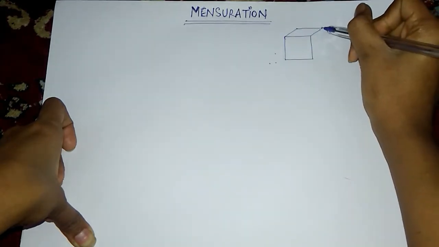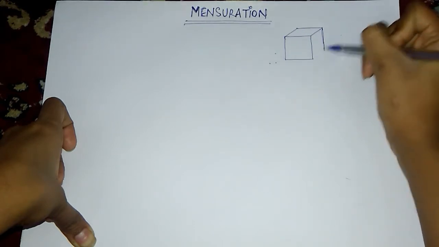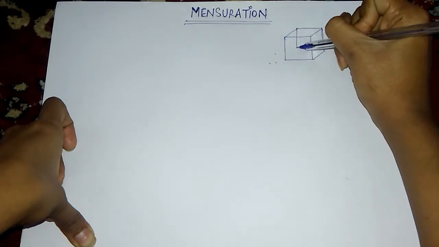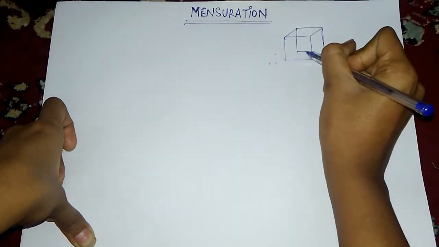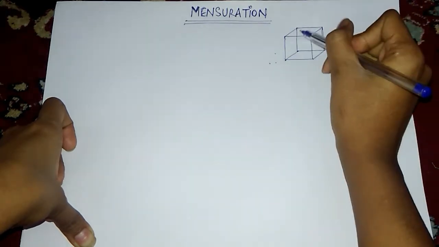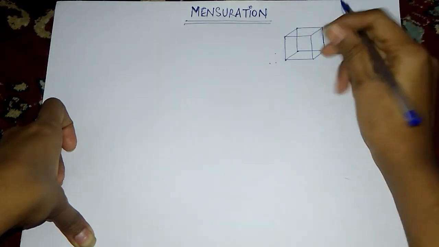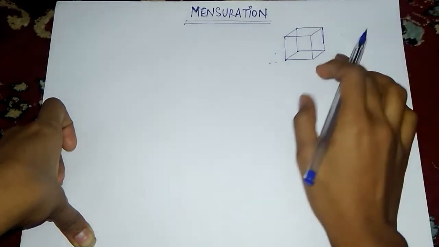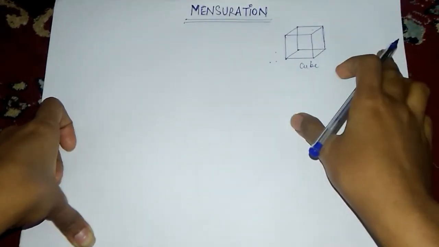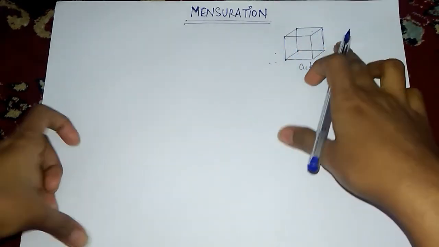This is the top surface of a cube, and this is the bottom surface. Okay, so this is top and this is bottom, and these are a set of equal straight lines which are joining the two surfaces. So a cube is a prism because it is joined by a set of straight lines.